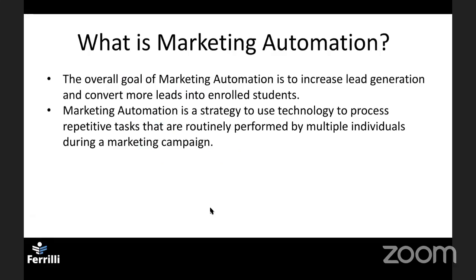The overall goal of marketing automation is to increase lead generation and convert more leads into enrolled students. And so marketing automation becomes a strategy to use technology to process repetitive tasks that are routinely performed by multiple individuals during a marketing campaign. In higher education, where we know that resources are often limited, automation does not necessarily replace enrollment counselors or fundraising staff. Instead, automation of certain tasks can be supported by teams, freeing up their time to focus on the follow-up and personal conversations that we know ultimately lead to increased enrollment and donations. But we'll talk more about that later.